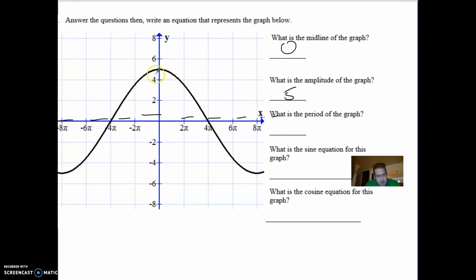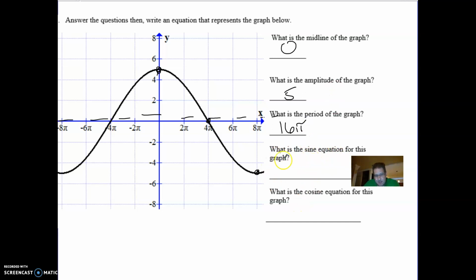The period, how long did it take to complete one full rotation? Well, all right, sneaky one here. It's only doing half a cycle in 8 pi. So for it to do 1 full cycle, that would be 8 plus 8 more makes 16 pi. What is the sine equation?